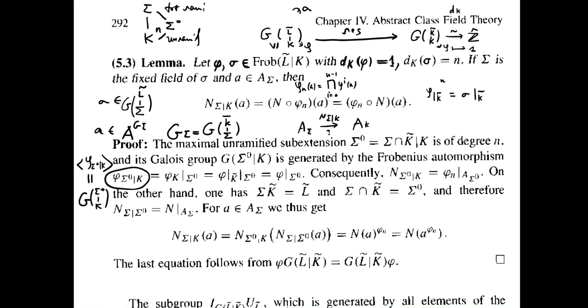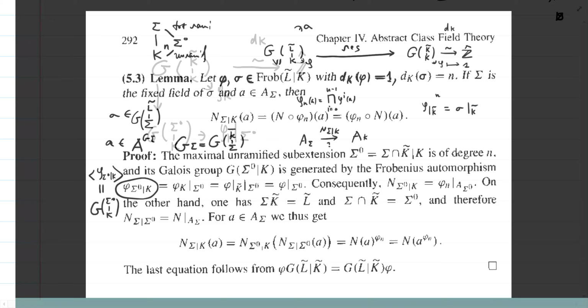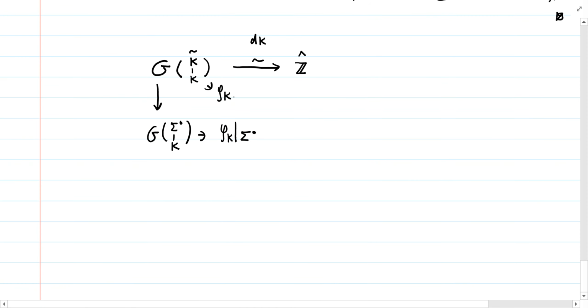More precisely, we claim that we have this group delta over k surjecting onto Z hat for DK, and the element phi k we map by the restriction to sigma 0. That's the cyclic group we're talking about. And we say that this again gives you the generator.